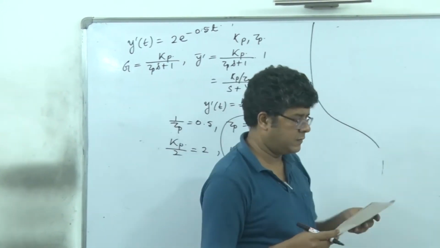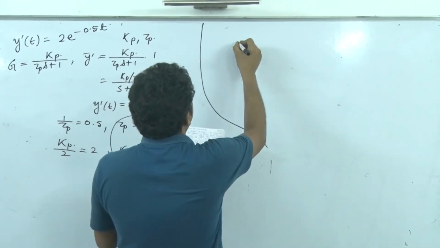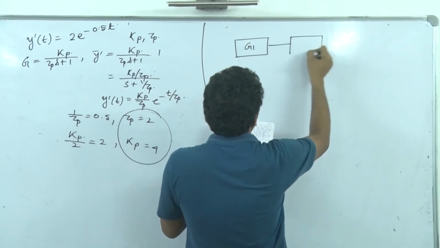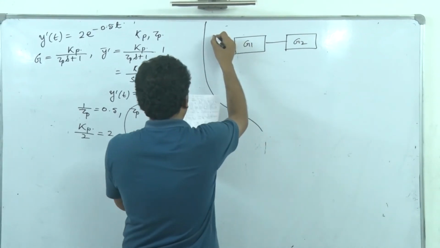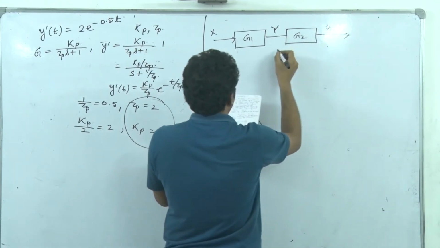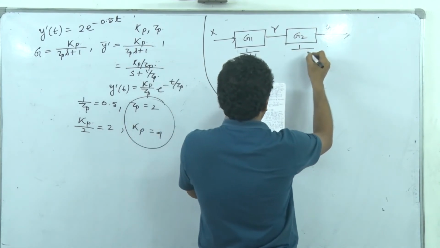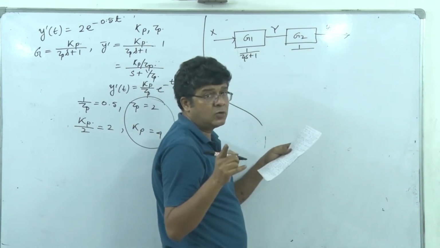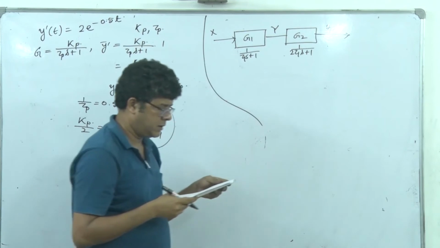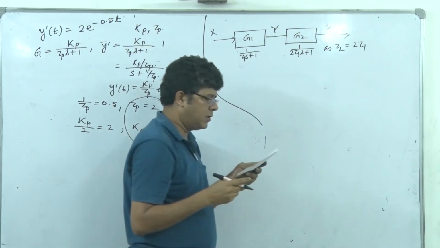So this is a frequency response based GATE problem. For two systems connected in series, G1 and G2, this is X, this is Y, this is Z. G1 is 1 by tau 1 s plus 1, and G2 is 1 divided by tau 2 s plus 1. Given tau 2 equal to 2 tau 1, so it is 2 tau 1 s plus 1, as given in the problem statement.